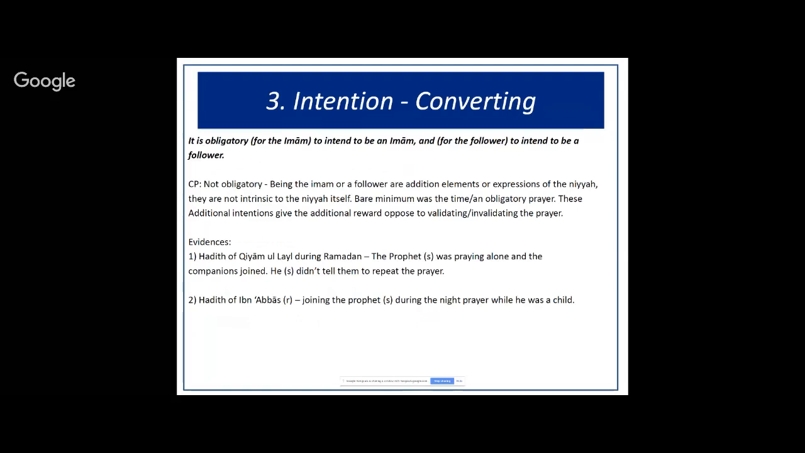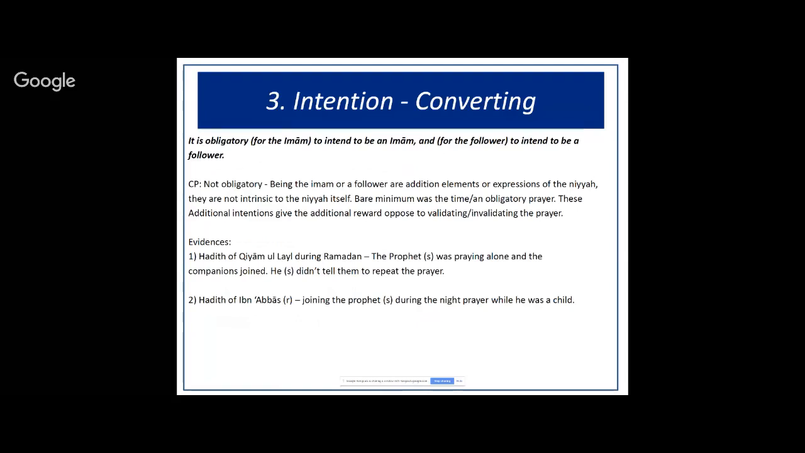These are the bare minimum. Being an imam or being the follower, these are additional intentions which actually give the additional reward, the 25 or 27 times of praying in Jama'ah, as opposed to validating or invalidating the prayer. So that's important to say. So we differ from the Hanbali madhab here. The class position is that to intend to be an imam or intend to be a follower, these are not obligations for the niyyah. Obviously, you should do them, but again, we're talking fiqh-wise.